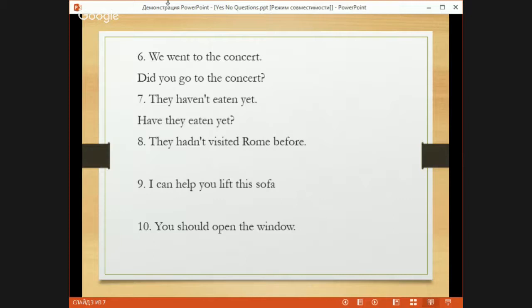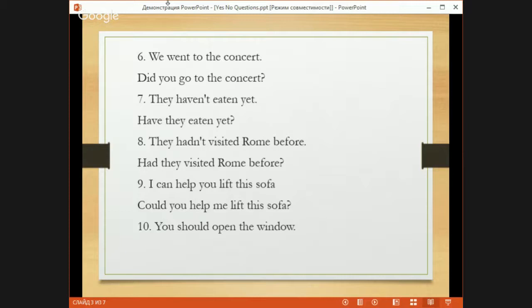They hadn't visited Rome before. Past perfect. I have already shown you the example. So the question will be, had they visited Rome before? I can help you lift this sofa. This is modal verb can, and we put it at the beginning. Can or could you help me lift this sofa? We can use could instead of can in questions when we want to be more polite.